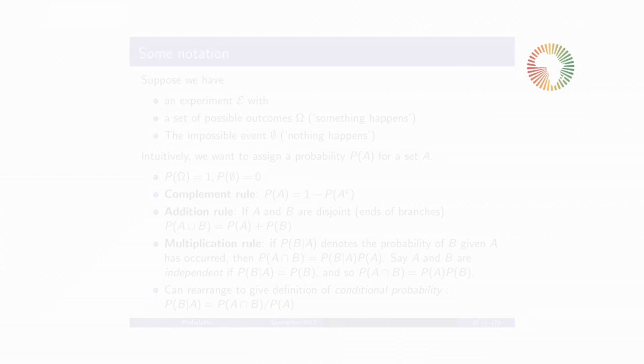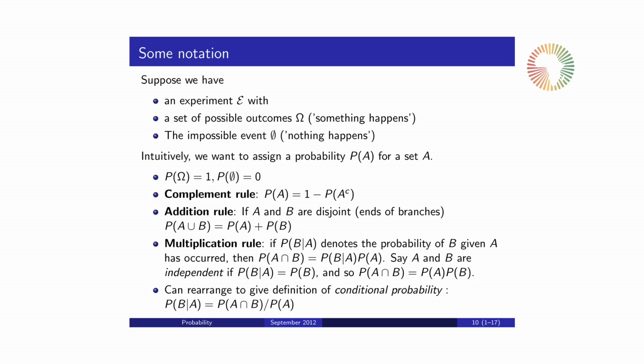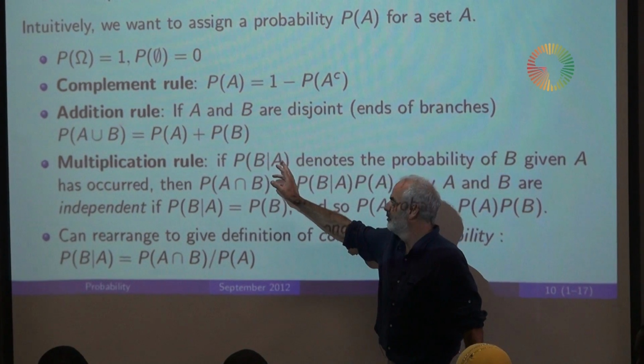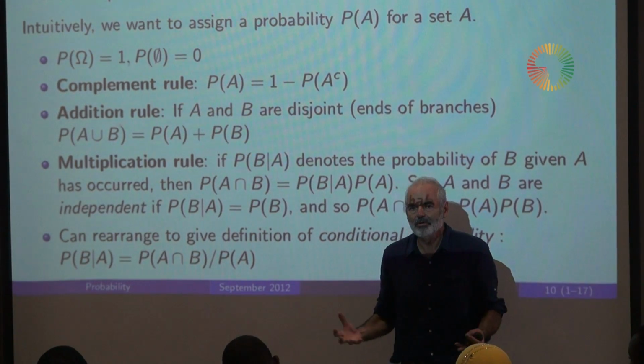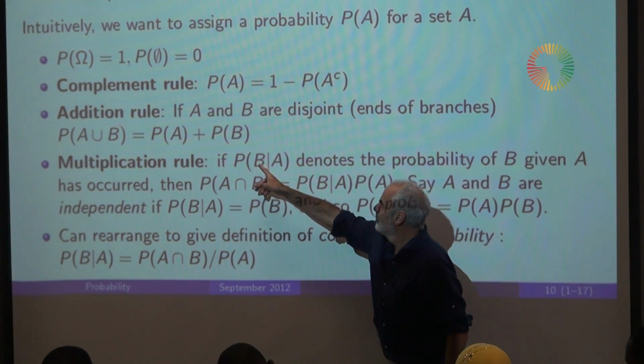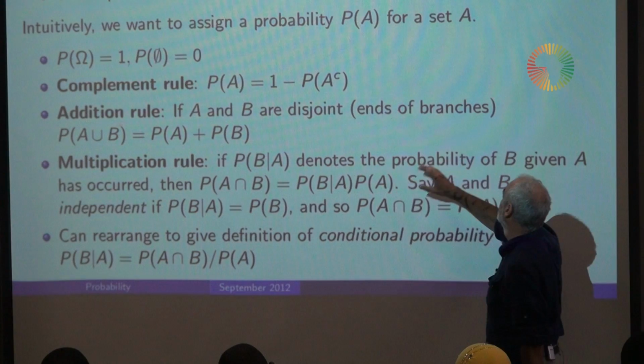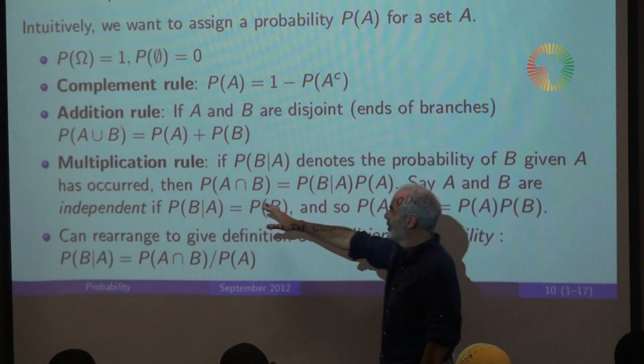Okay, so the complement rule says that the probability of event A is 1 minus the probability of the complement of A. The addition rule says that if A and B are disjoint, at the ends of branches, we can just add the probabilities. The multiplication rule introduces this notation, which we're going to use a lot, conditional probability. And actually, the whole course is really on conditional probability.